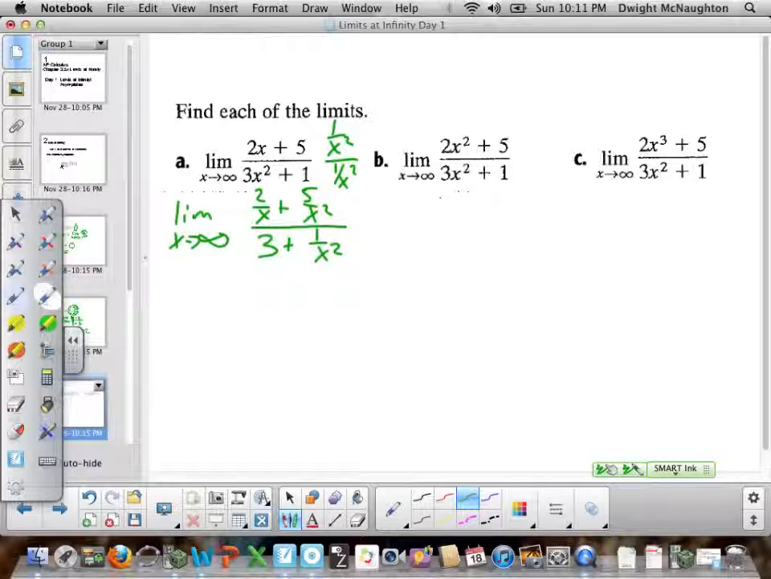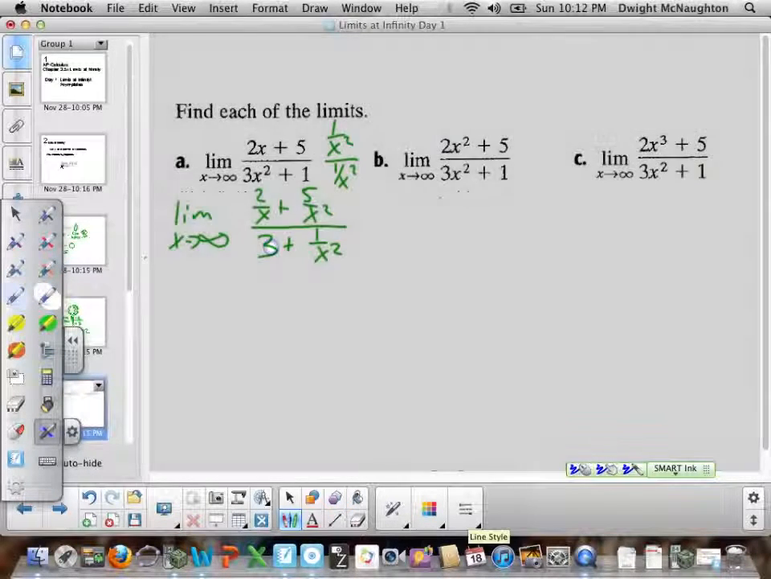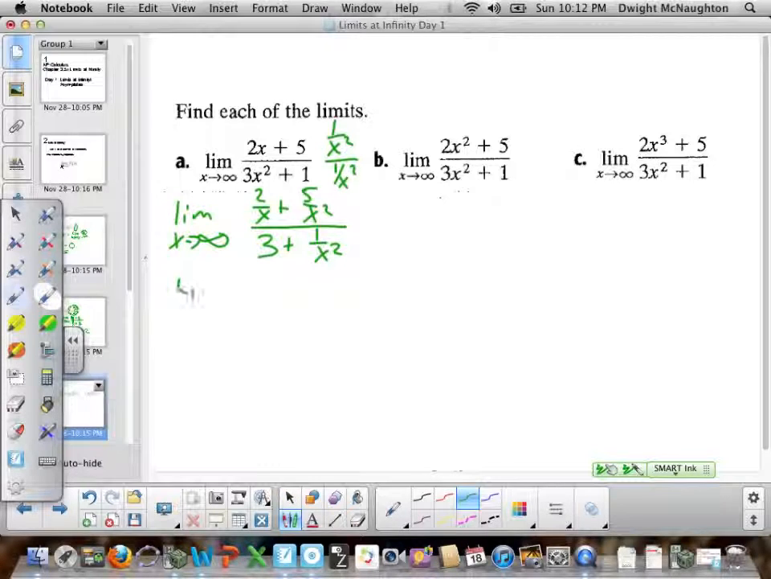As we look at that, we got 0 here, we got 0 here, and we got 0 here. The only place we don't have 0 is right here, where we have 3. So what this ends up being is 0 over 3, which is 0.